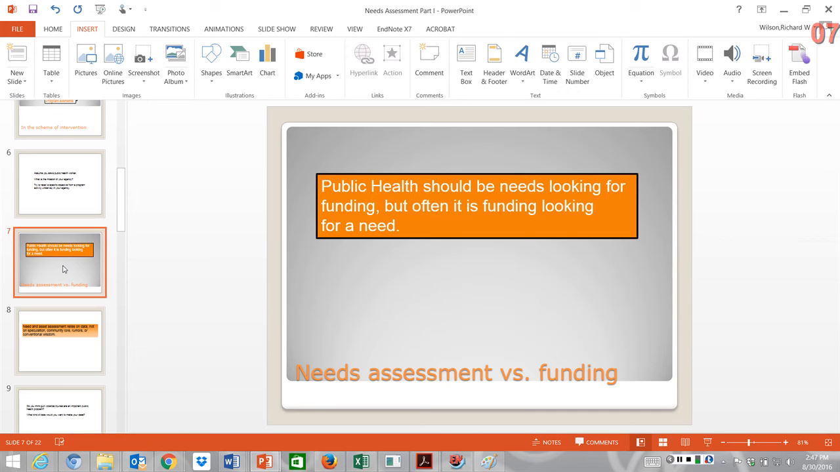And once we know that, then we look for dollars and resources to underwrite and support the program that is needed. And so that's what I mean by public health should be needs looking for funding, but often it is funding looking for a need.